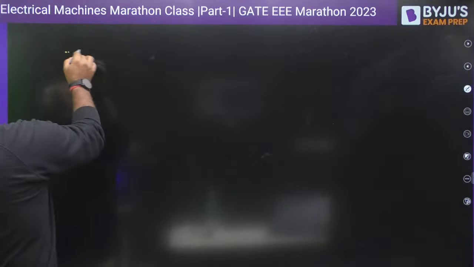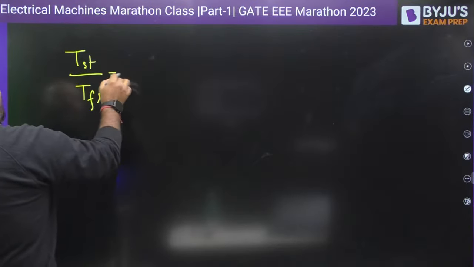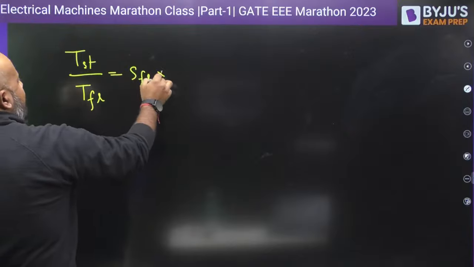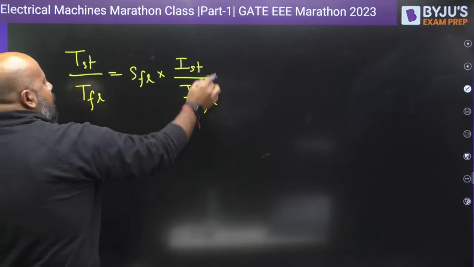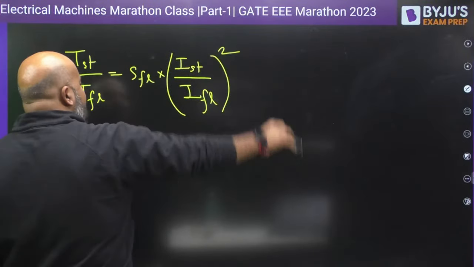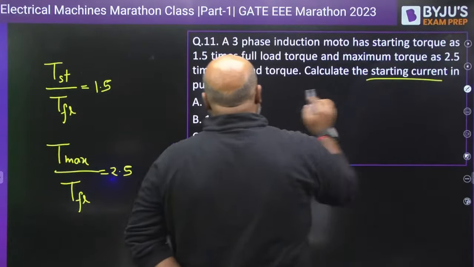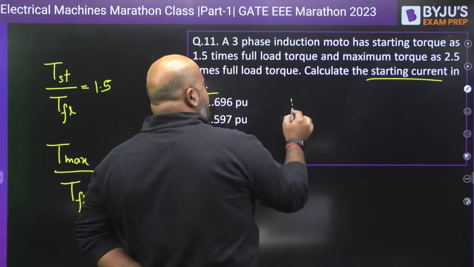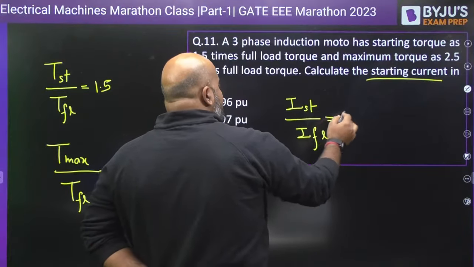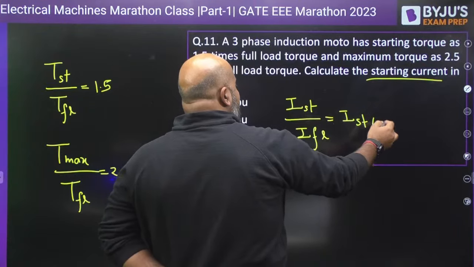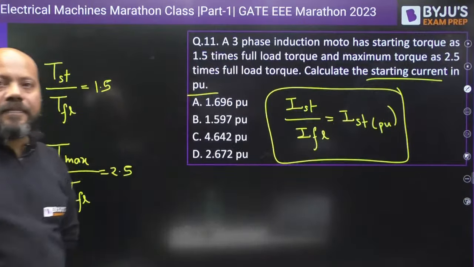If you know the ratio of starting torque to full load torque, you can relate it as full load slip times (I starting upon I full load) whole square. This is the expression. In the question, he is asking to calculate the starting current in per unit. What is the meaning of starting current in per unit? This is I starting divided by I full load. It is what you can call the starting current in per unit. Is it clear, everybody?